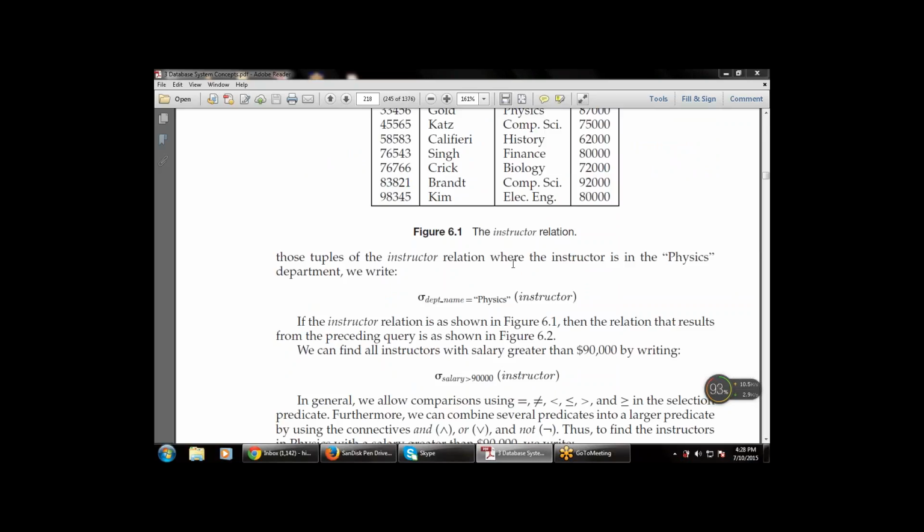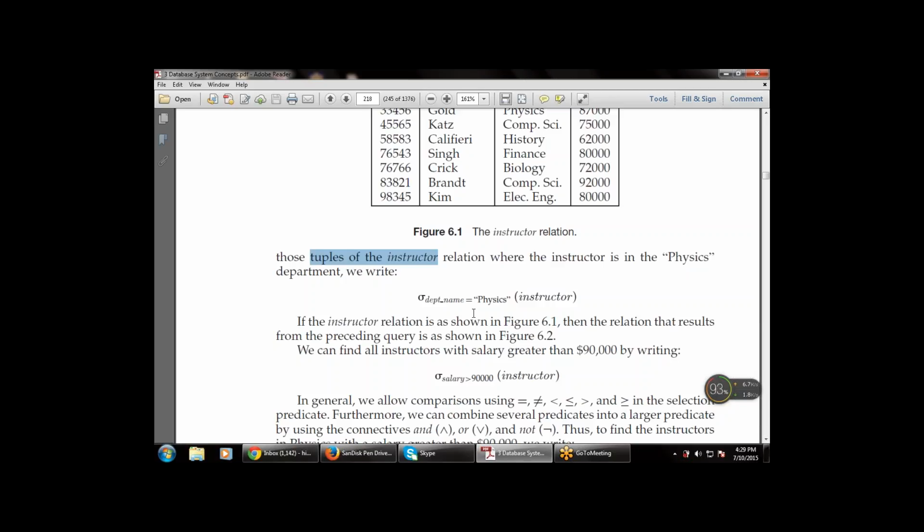So this is the select, that is how to use the select, whenever we want to give the condition that is given in the select clause or the select statement. This is represented by the sigma, that is, select department name equals physics. So find the names of all the instructors who have the department name physics from the instructor table. Always the relation table is given in the parentheses, in the brackets. So it shows the tuples of the instructor relation where the instructor is in the physics department.